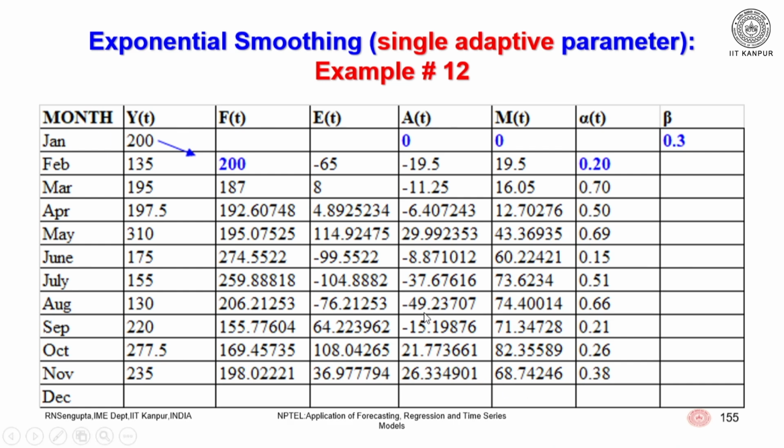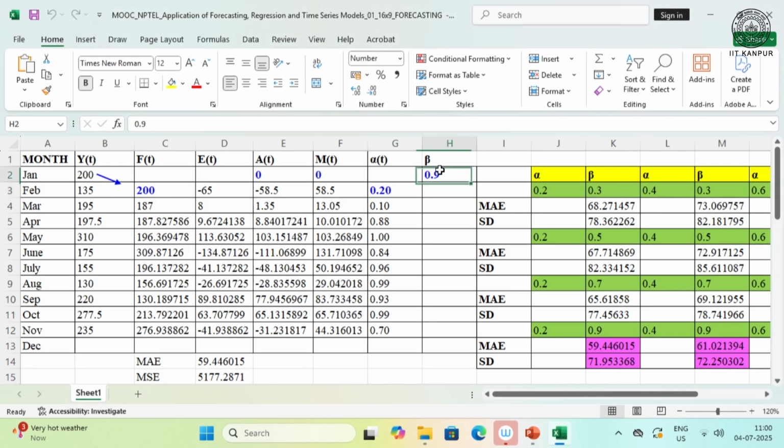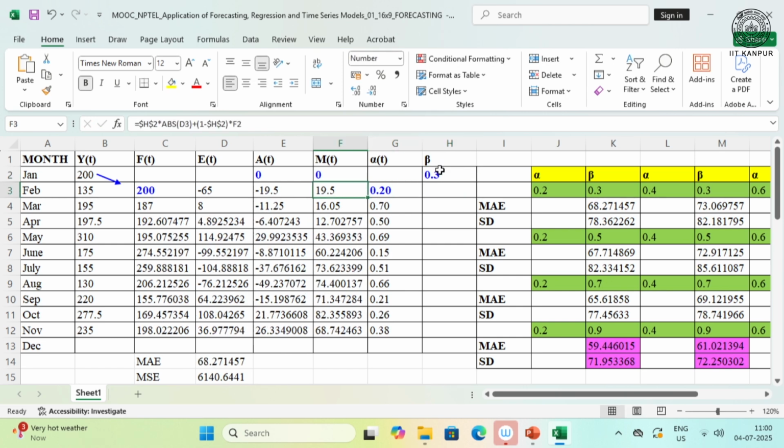So, this is the slide and the data which you see. This is the corrected one. Let me go back to the Excel sheet. The values we are taking are 0.2 for alpha and 0.3 for beta. So, you have, as already mentioned, month, YT, FT, ET, AT, MT, alpha T and beta. Here alpha T, the starting value, is taken as 0.2 for the month of February, and beta is fixed at 0.3.